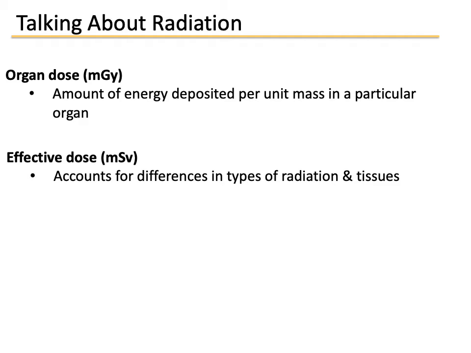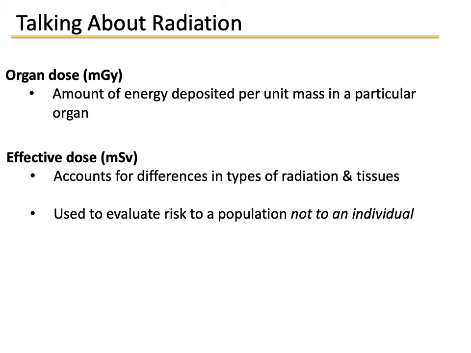Effective dose is useful for comparing the effects of radiation from different types of radiation and exposure to different parts of the body. It's often used to evaluate risk to a population, although it's inappropriate to use effective dose to determine risk to an individual. Another note is that effective dose is usually based on age and sex averaged radiosensitivities, so that also needs to be recognized when interpreting that value.